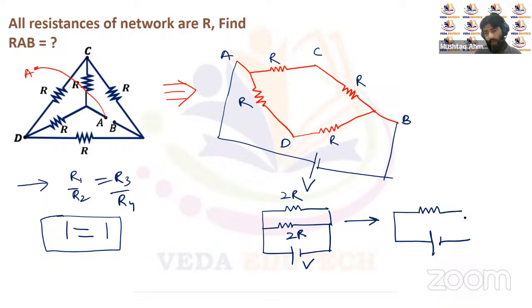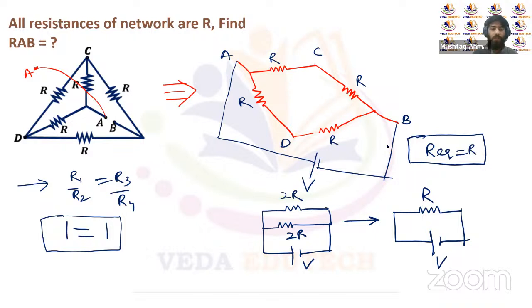So it means that the final equivalent resistance across AB will be R, right? So we can say that R equivalent is equal to R, right? So it means that we can actually find the equivalent resistance of a circuit also using the balancing condition of a Wheatstone bridge, right?